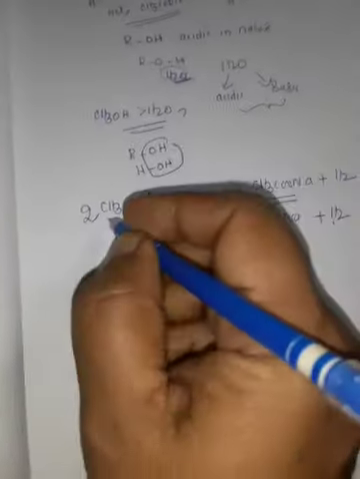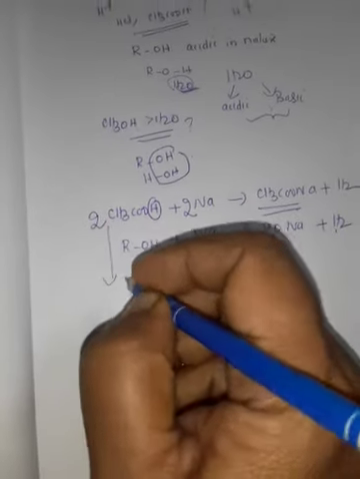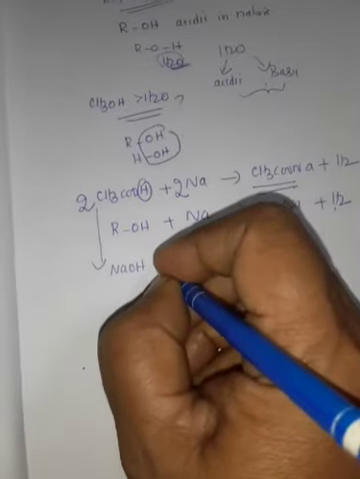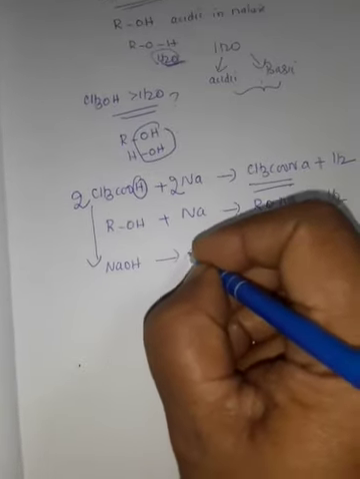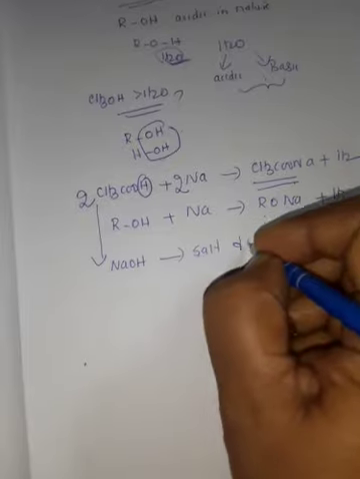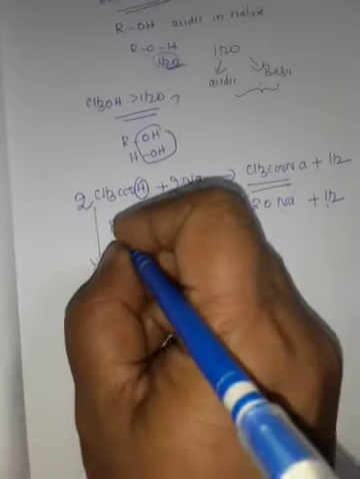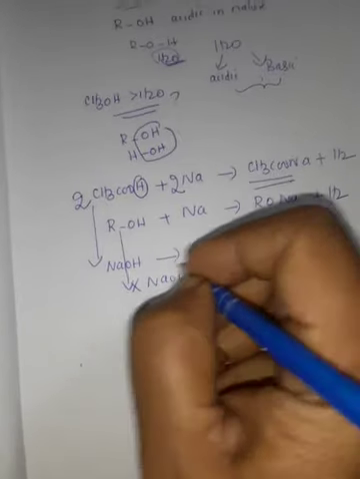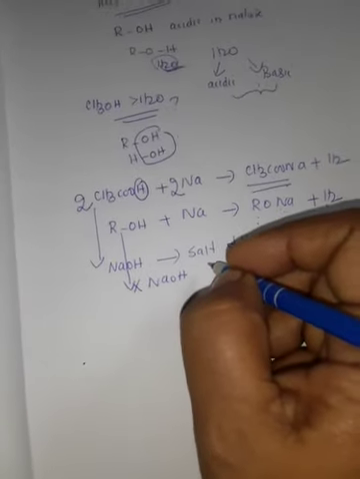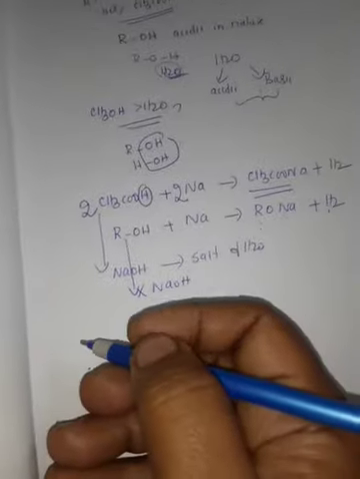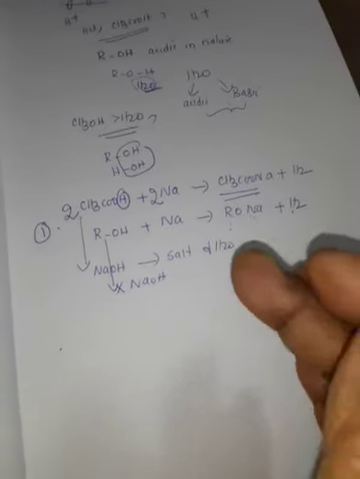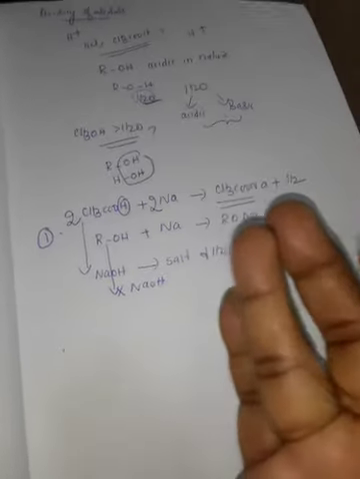Now, the same acid, when treated with sodium hydroxide, NaOH, gives salt and water. But alcohols do not react with NaOH. This is evidence 1 to show how alcohols behave as an acid.